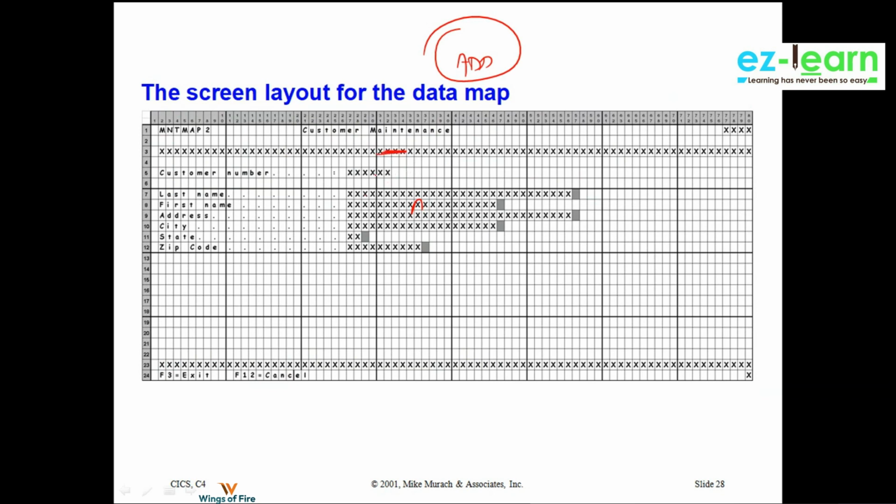How many unprotected fields are there? It's a customer add. 1, 2, 3, 4, 5, 6, 7. All fields are unprotected fields. Unprotected means the user can type.